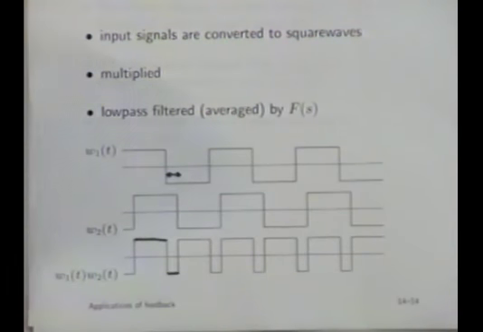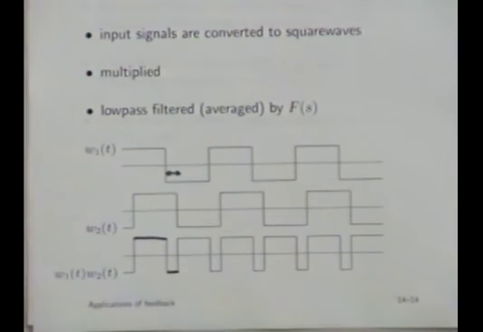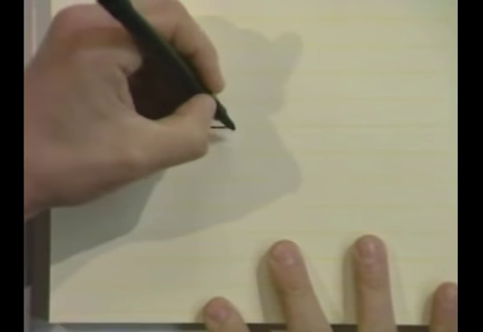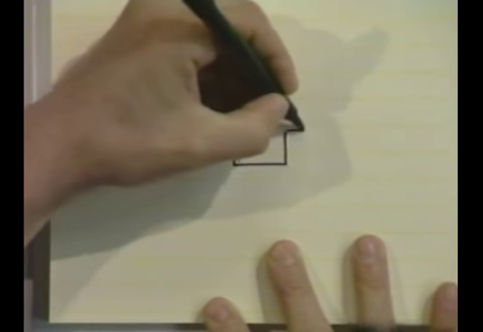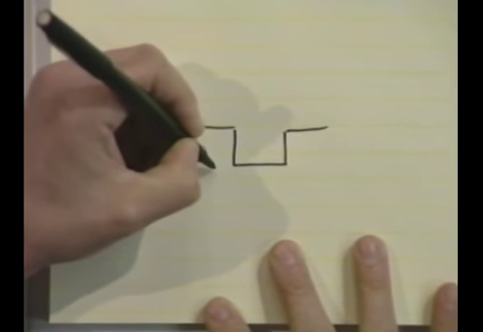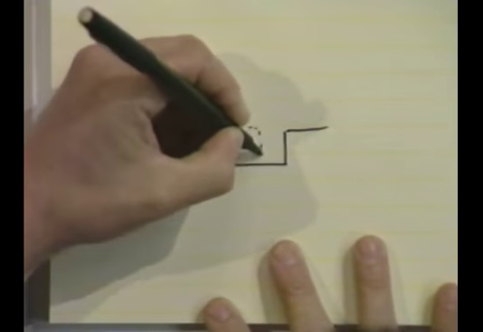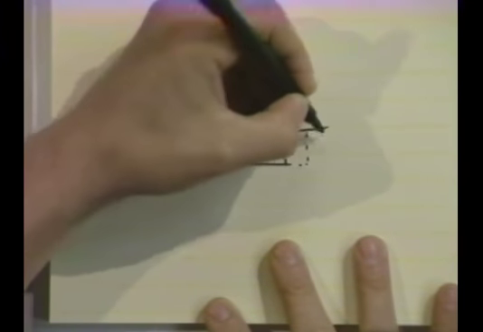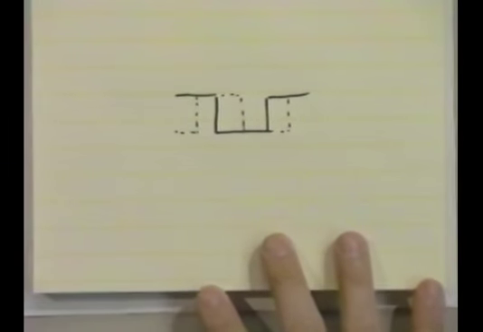Okay? What if they are 90 degrees out of phase? What happens then? If they're 90 degrees out of phase, what does the product signal look like? Want me to draw it? I'll draw it. Here. 90 degrees out of phase would look like this. Here's the other signal. So if you take the product of these two signals, what do you get?